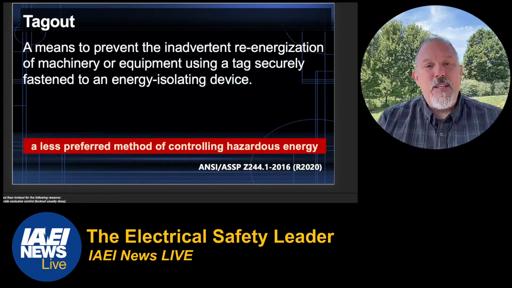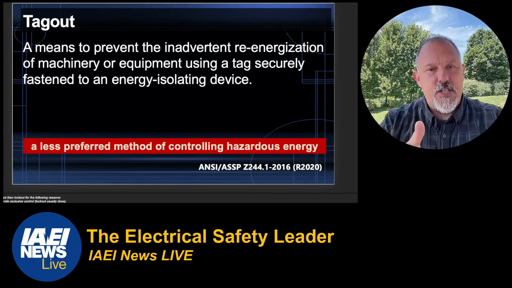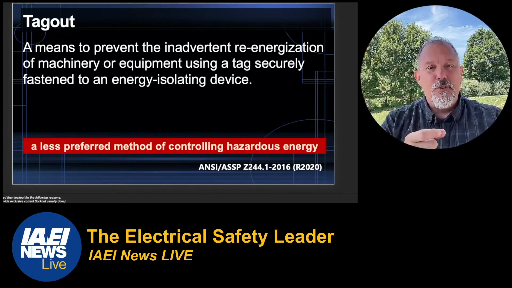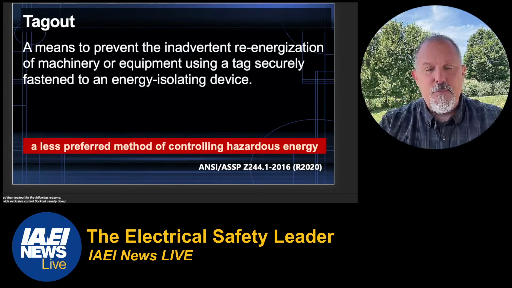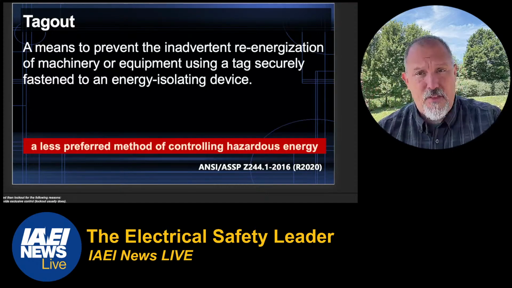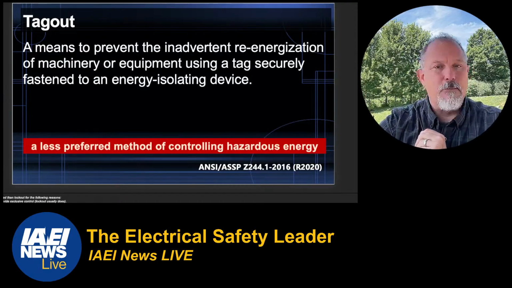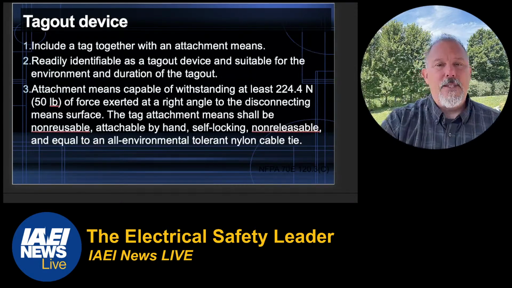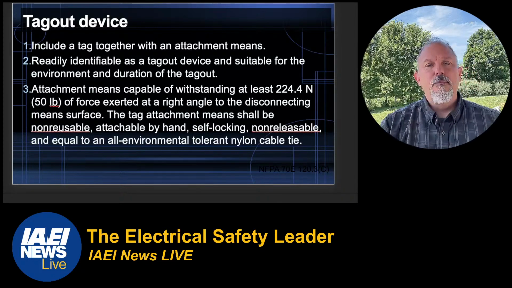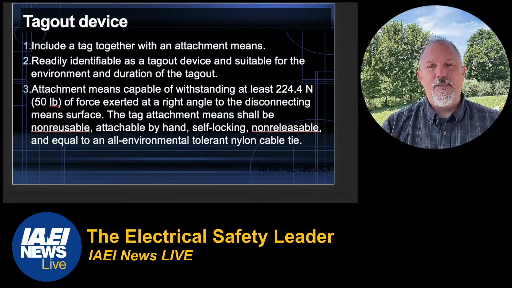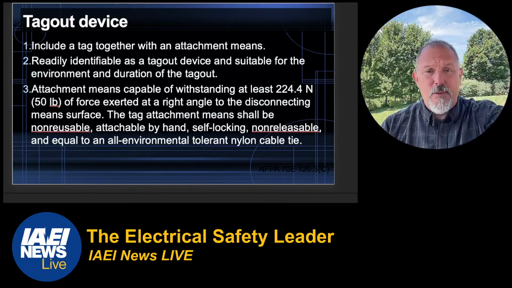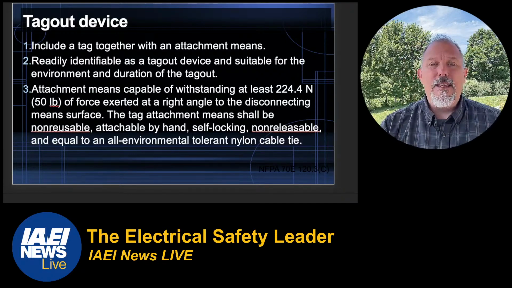Tagout. So this is a means to prevent the inadvertent re-energization of machinery or equipment using a tag, securely fastened to an energy isolating device. Now, this is a less preferred method of controlling hazardous energy, but it is a permitted method to control hazardous energy. And Z244 talks about this in depth. Now, the tagout device has a tag, readily identifiable as a tagout device and suitable for the environment, durable for the duration of the tagout.